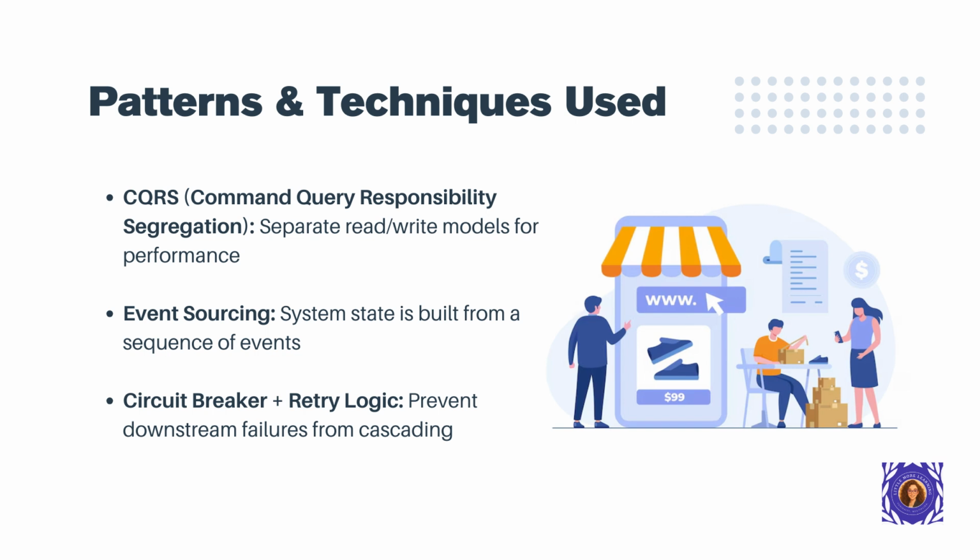Circuit breaker and retry logic are essential for reliability. When your payment gateway goes down, you don't want that to crash your entire platform. Circuit breakers detect failures and stop making calls to failing services, while retry logic handles temporary glitches gracefully. These aren't just academic concepts. Netflix, Amazon, and other major platforms rely heavily on these patterns to maintain reliability at scale.